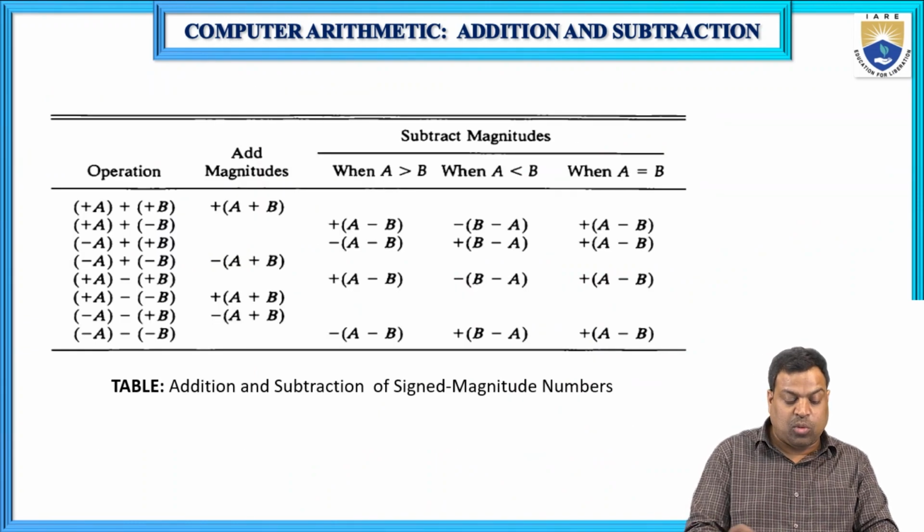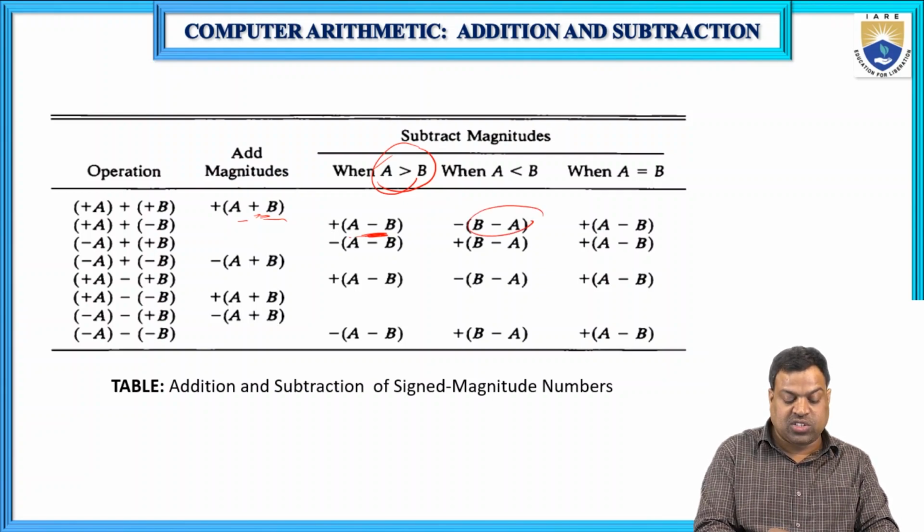It is a conditional operation. Plus A plus of plus B. Is it addition? Yes. Plus of plus A B. Plus A plus of minus B. Is it subtraction? Yes, subtraction. A minus B. Okay. Is it satisfying A greater than B? Yes. Here minus of B minus A.